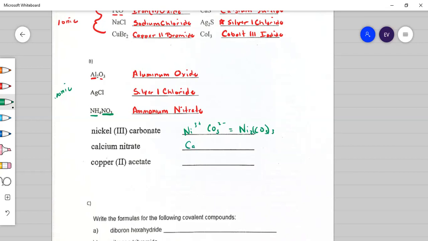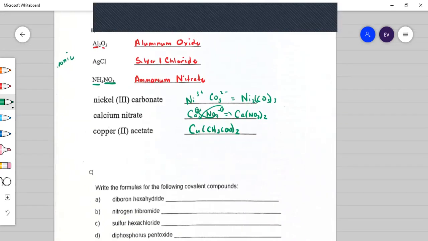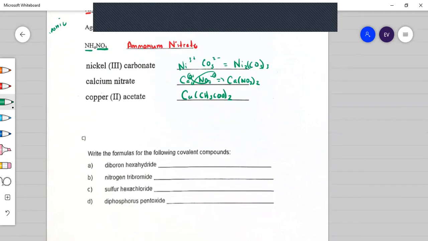Calcium nitrate, calcium is a 2 plus, nitrate is a 1 minus. So to form the compounds, remember you swap over the charges, you do the fish, right? So this becomes Ca(NO3)2, calcium nitrate, and then copper acetate, same thing. I'm going to skip this step, so it's going to be Cu(CH3COO)2, copper acetate. Okay, again, still ionic compounds. Now I'm working with polyatomic ions, so I just use the common names.